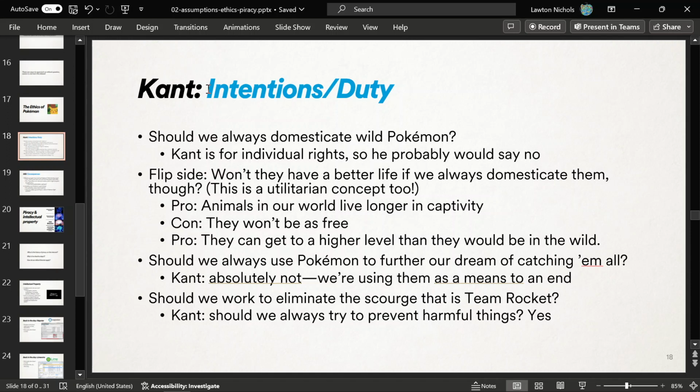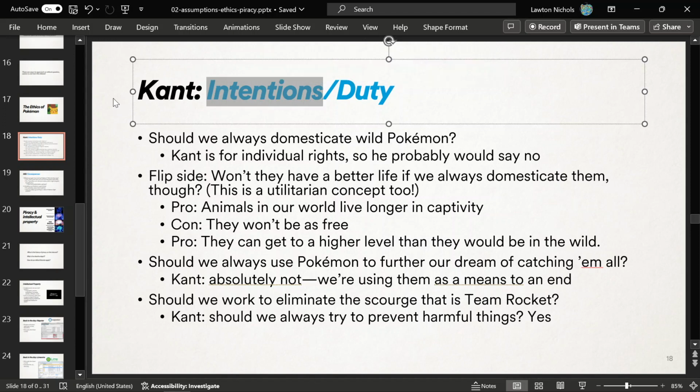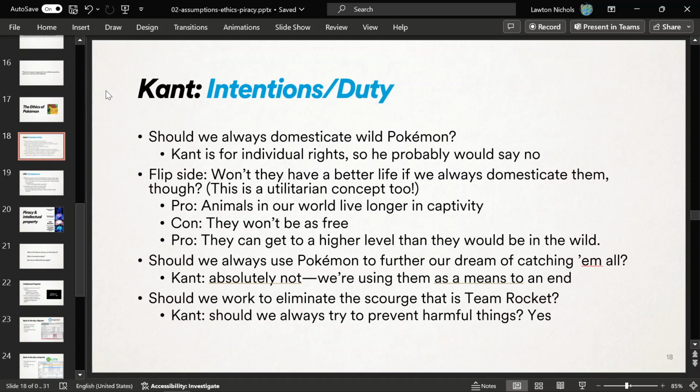So now you know. So Kant, what would he think? He's all about duty. You should have the best intentions. Think duty whenever you hear Kant. Think the word always. It stems from duty, deontology. Think the word always.